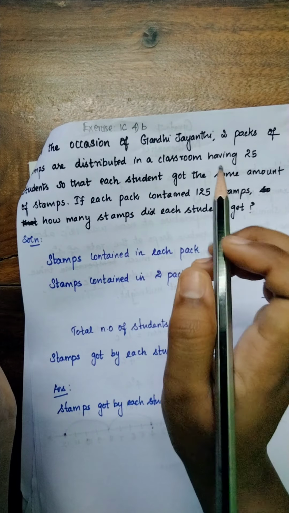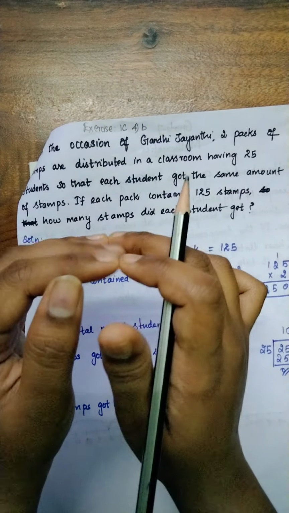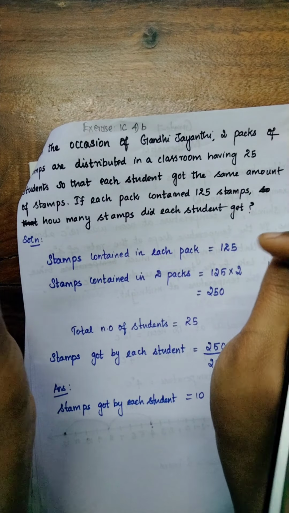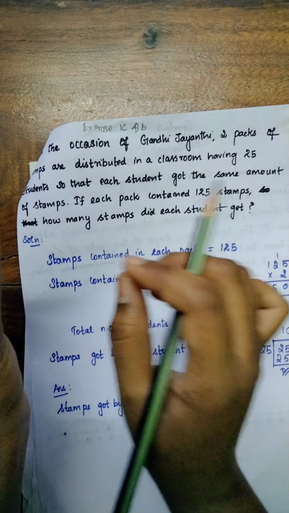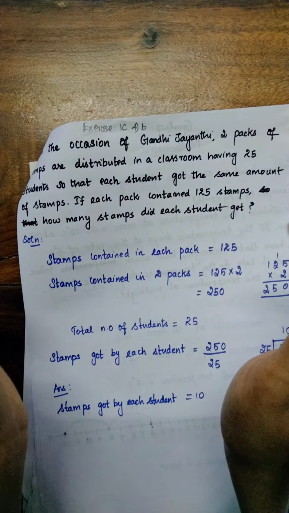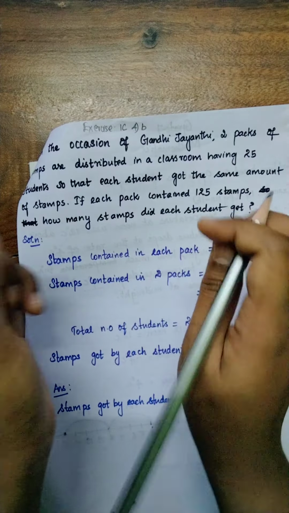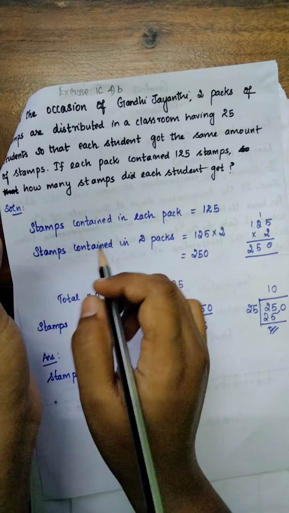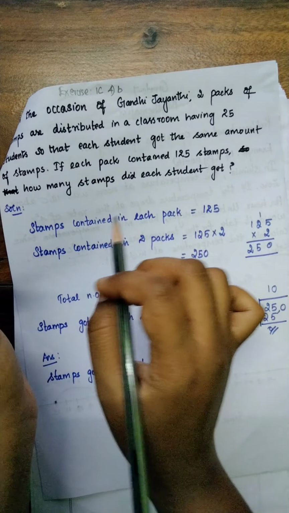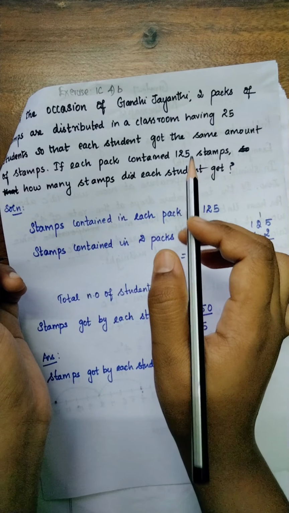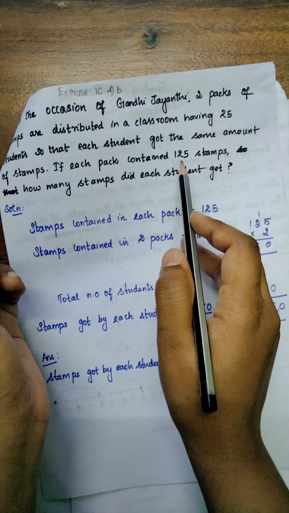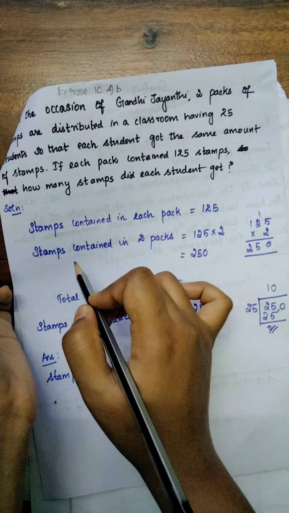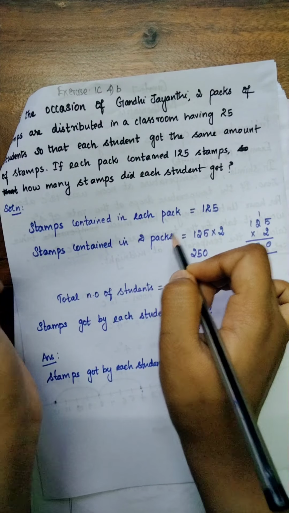Each student gets the same amount of stamps. If each pack contains 125 stamps, in one pack 125 stamps are there. So we are going to find how many stamps each student got. First, stamps contained in each pack: 125 stamps. So stamps contained in 2 packs, where 1 pack is 125.